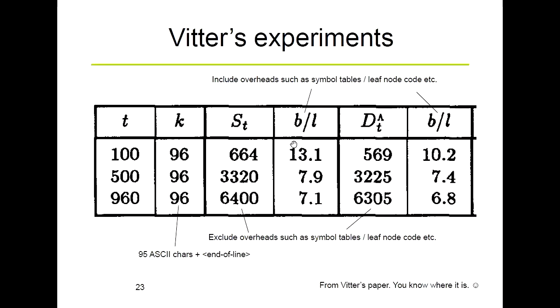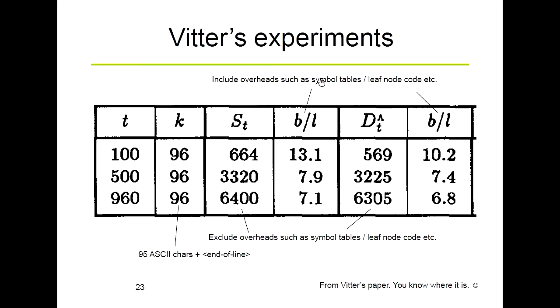It's like he's using funny symbols. T is the total number of symbols in the source message. K is the number of distinct symbols in that message. ST here is the static version of the Huffman, and D is the dynamic version of the Huffman. And this one is the total size, but excluding the overhead, such as the symbol tables and the leaf nodes. This just counts the internal nodes, not the actual leaf nodes of the ASCII code and so on.